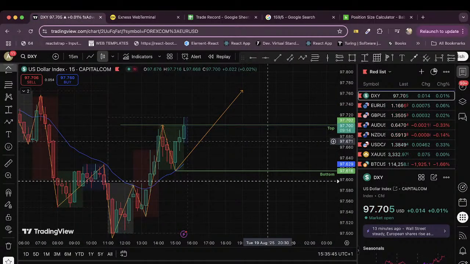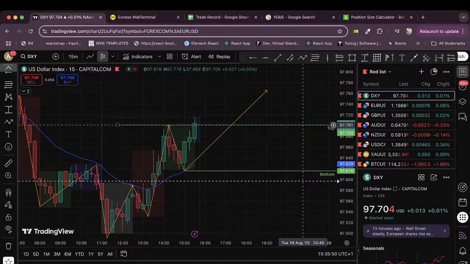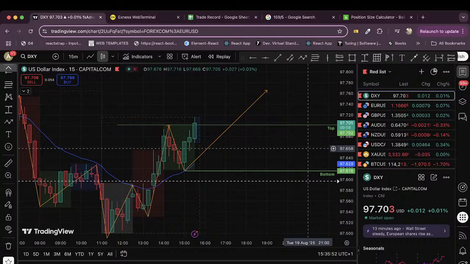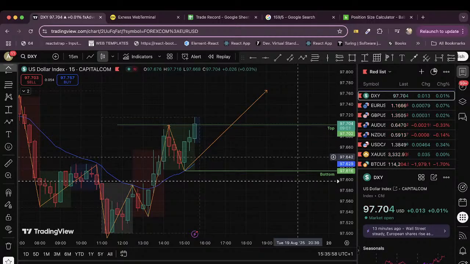So it's extremely important that market closes above that top. Extremely. It's as important as our entry. It's as important as our stop loss. Very, very important.